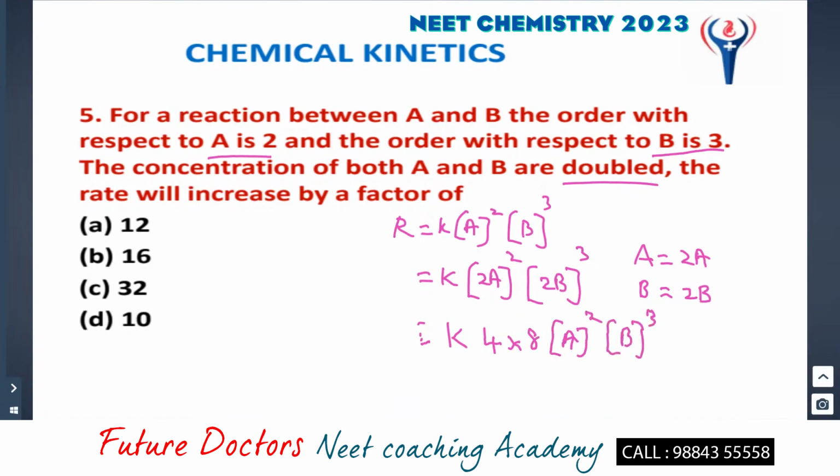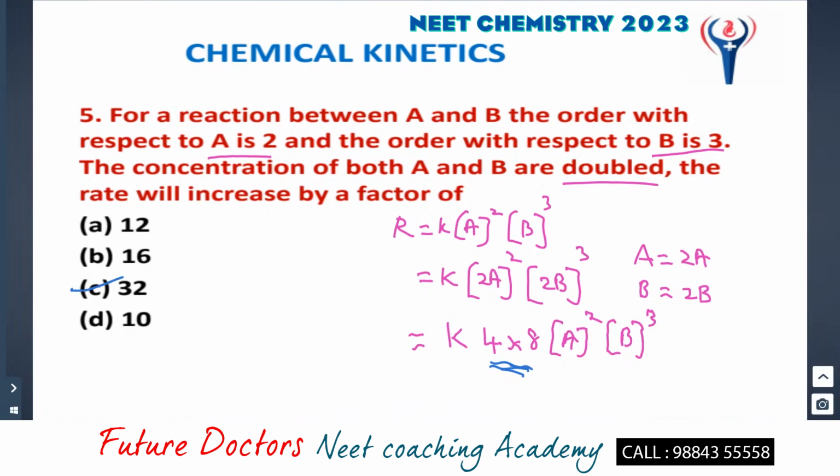Understood? Are you following? Now when it comes out, it becomes 4 into 8, which is 32. So now the rate will be 32 times. That's the answer. Understood? C is the correct option.